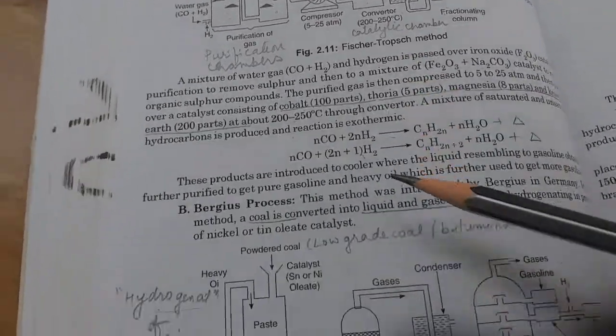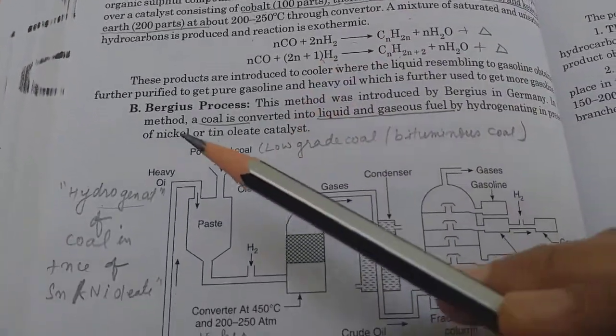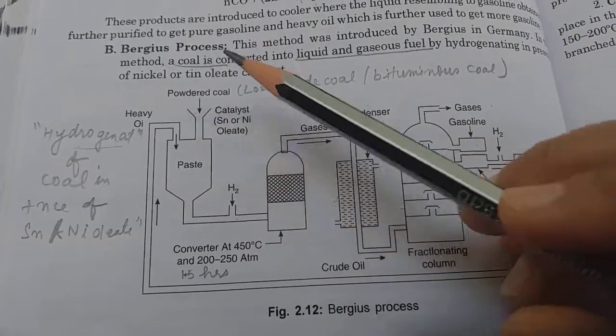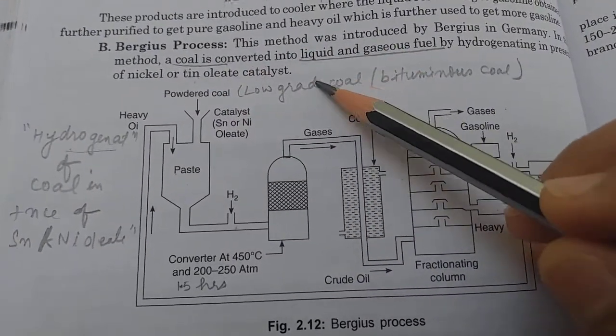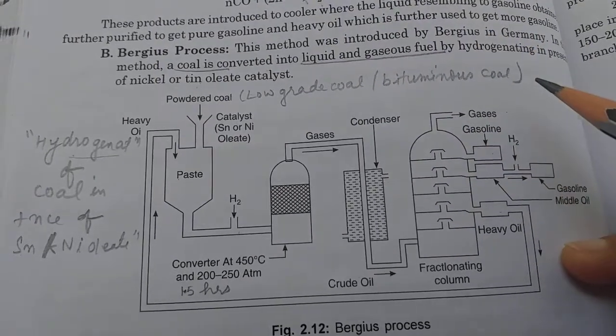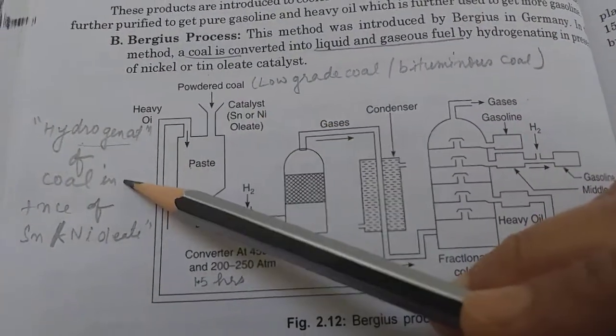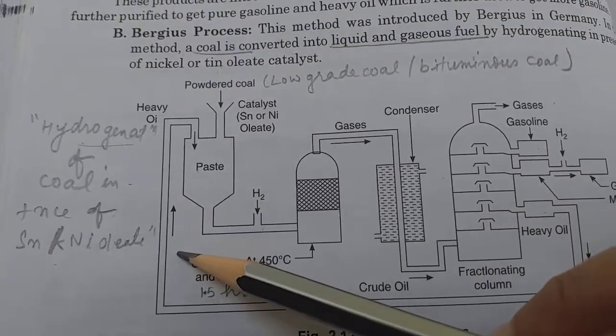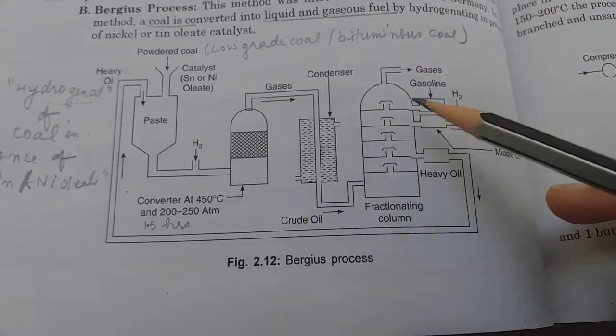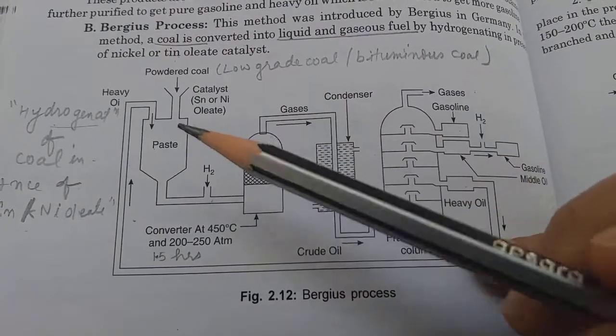We completed that. Now we are going to the second method, the Bergius method. In the Bergius method, coal is converted into liquid or gaseous fuel by hydrogenation. That's why it is also called hydrogenation of coal in the presence of tin and nickel oleate. This is the apparatus where we are doing the Bergius process.